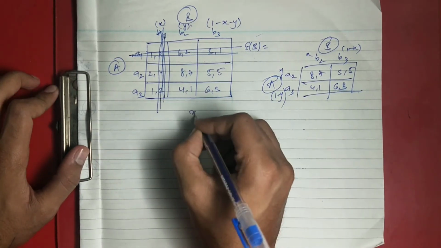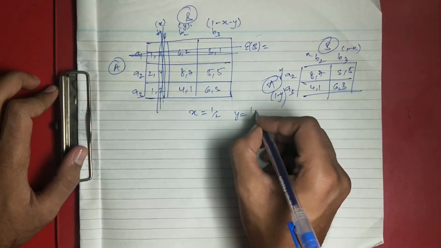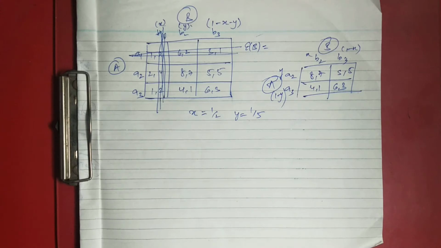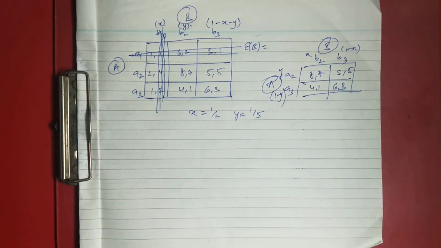I'm just giving you the answers, but you should solve it at home. X is equal to 1 by 2 and y will be equal to 1 by 5. Okay. So this was it, and now your mixed strategy is over, and we will be using mixed strategy in questions afterwards when we do the practice questions.